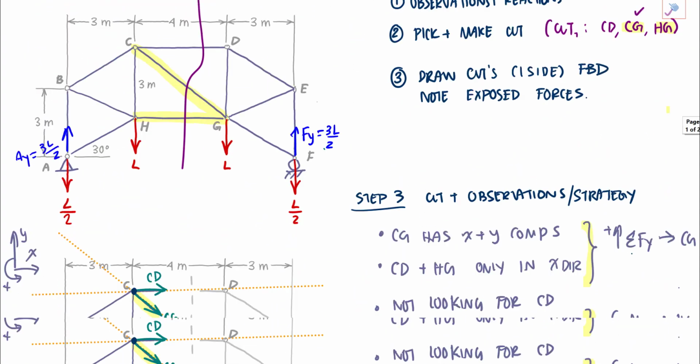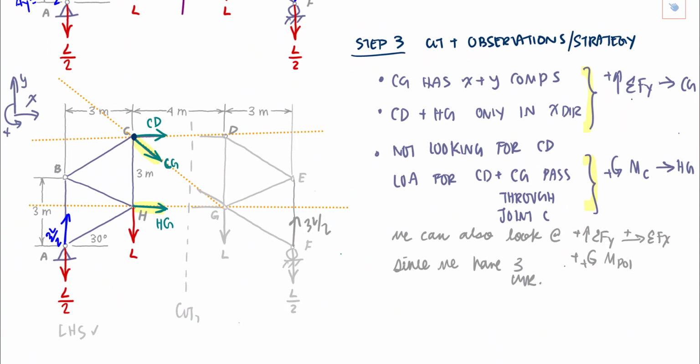And then when taking your cut, always look at where lines of action intersect, because these points are very helpful. This is a helpful point. If I was solving for CD, then this would have been a helpful point, right? So it's good to just see what that looks like, and find ways to work more swiftly and efficiently.